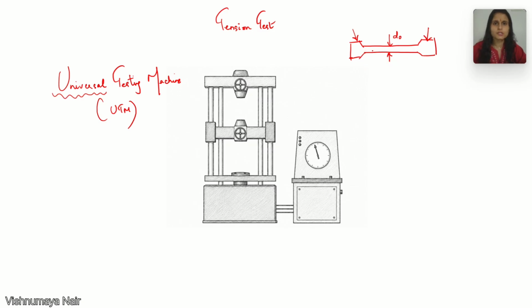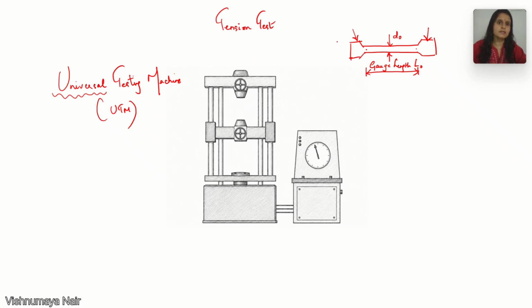So how do we measure the gauge length of the specimen? We punch 2 points here like this and we measure this length as the gauge length. The length between these 2 points will be taken as the gauge length. Let us call it as L0. So L0 is the gauge length and D0 is the initial diameter.